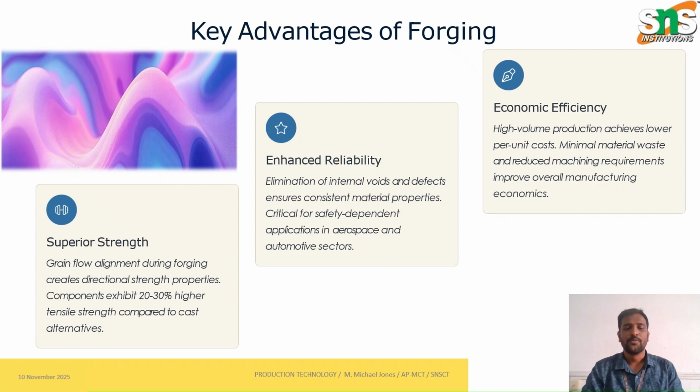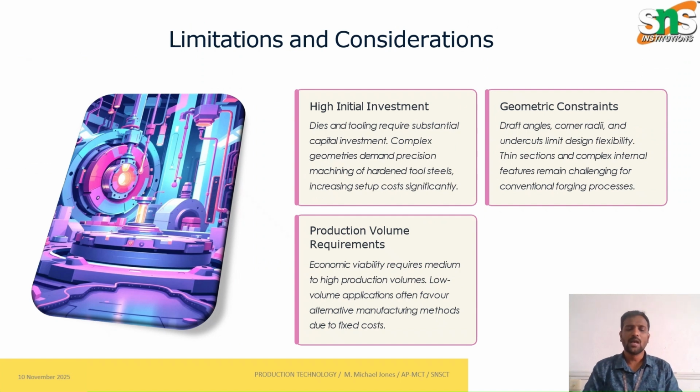We already saw superior strength, as the grain flow alignment is achieved. Enhanced reliability comes from the elimination of internal voids and defects through closed die forging, giving a very compacted structure. Economic efficiency means the per unit cost is very low because we reduce metal scrap. The limitations are high investment, geometric constraints, and production volume requirements. We cannot use forging for a very small number of components. As the volume increases, the per unit cost will be reduced.